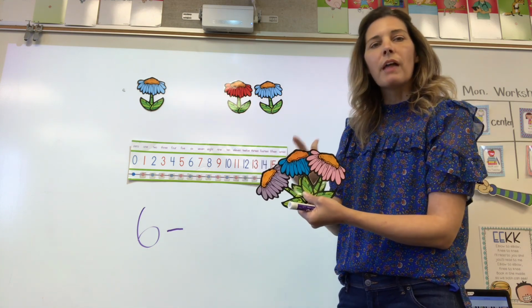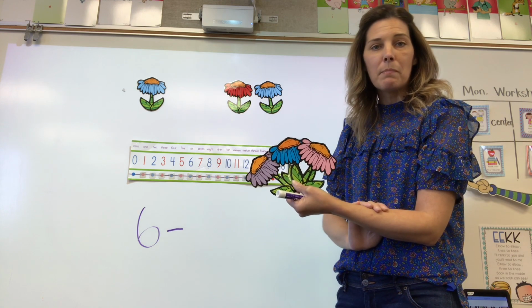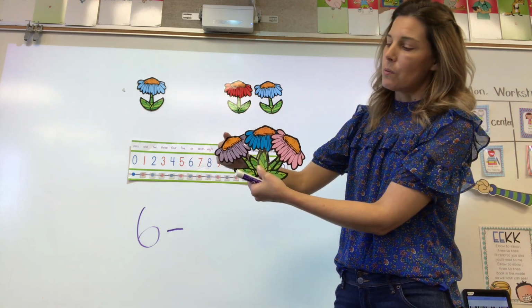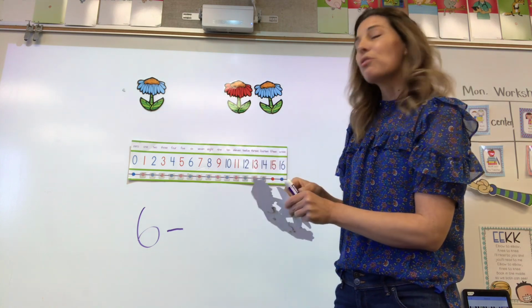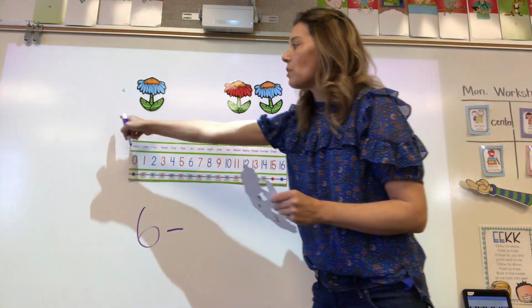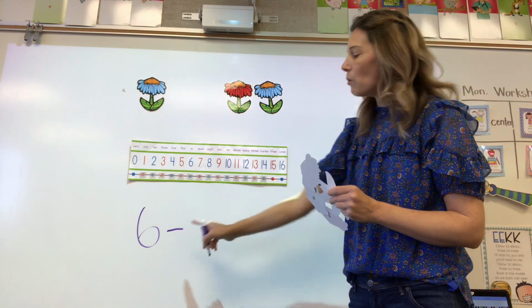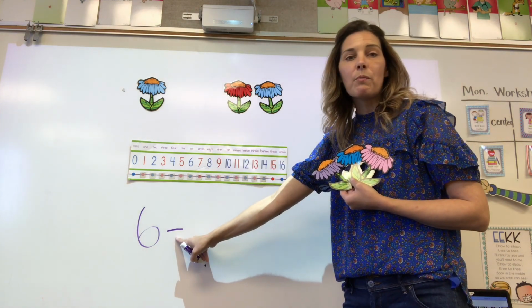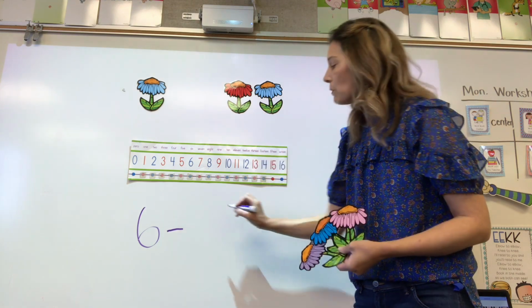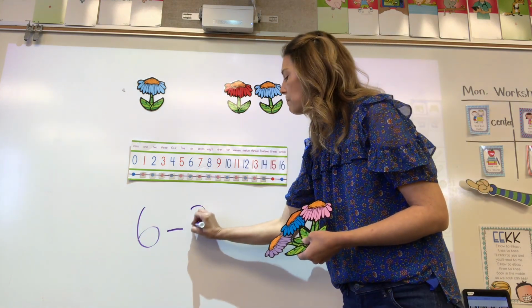So how many flowers did I pick to give to my mom? I picked 1, 2, 3. 3 flowers. So we started with our whole group. Our whole group was 6. And I took some of them away. I took 3 of those flowers away.